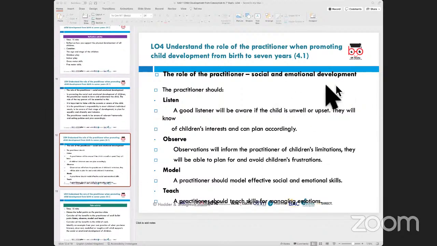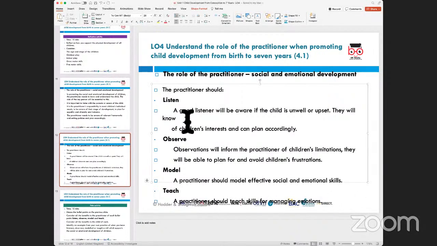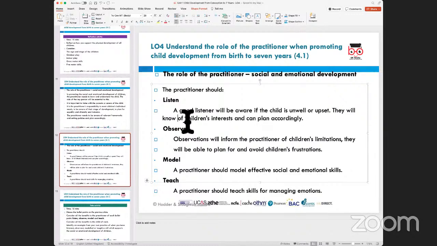So this bit is what we want to look at, understanding the role of social and emotional development. We have the listen, observe, teach model. That model means practitioners generally need to be very good listeners, and in most cases very good observers.